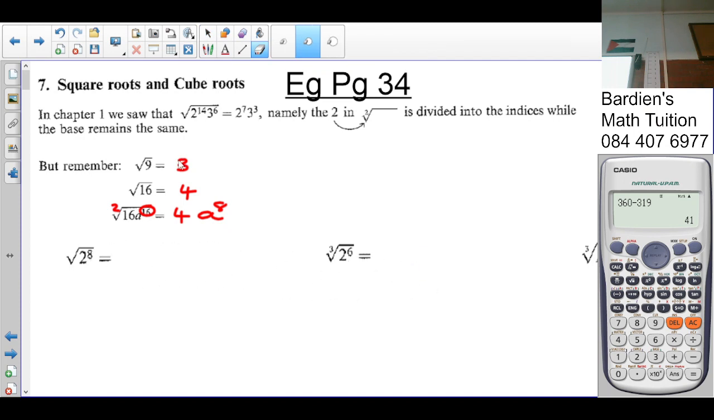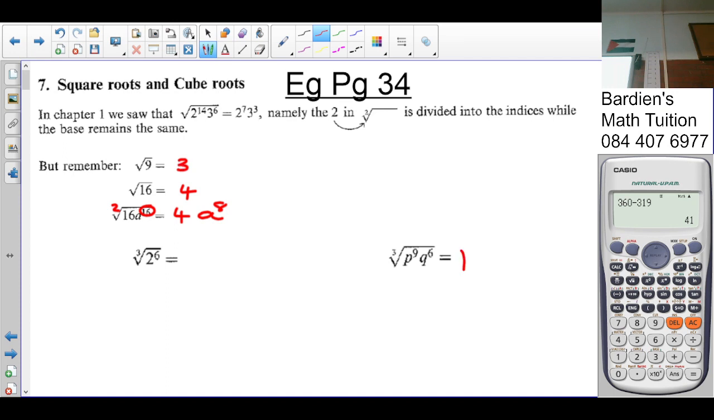Look at the next one. The cube root of p to the 9 times q to the 6, or the cube root of p^9 q^6. It will be p to the 9 over 3, q to the 6 over 3. Right? You guys understand? So what is 9 divided by 3? 3. And 6 divided by 3? 2. You could have gone from that straight into the answer, no problem.